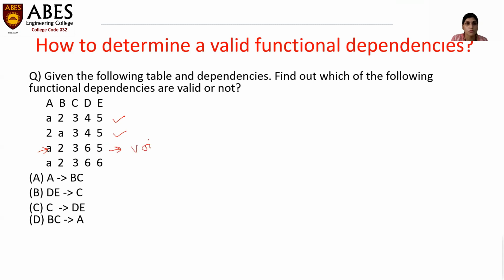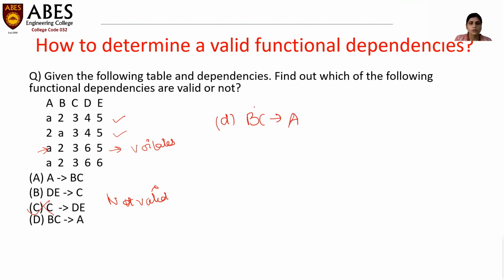Now this row violates the rule. So this is not allowed in FD. Now we don't have to check it further. We can clearly say that this functional dependency is not valid. Option C is not valid. Now let's check for option D, which says that from BC we can functionally determine A.